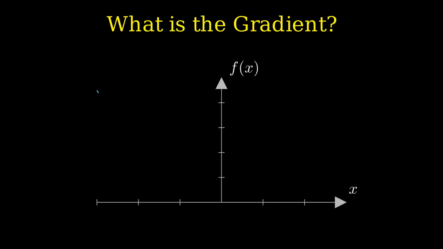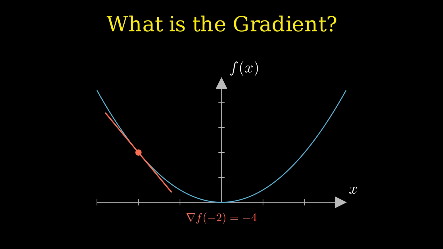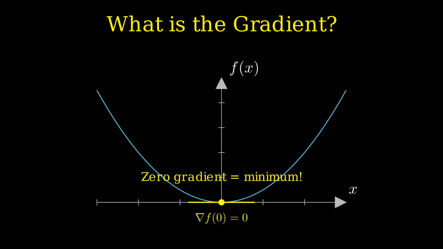Here's our parabola. f of x equals x squared. At x equals negative 2, the gradient is negative 4. Notice the tangent line slopes downward to the right. That's a negative slope. At x equals 0, the gradient is 0. The tangent line is perfectly horizontal. This is our minimum. At x equals 2, the gradient is positive 4. The slope goes upward to the right.